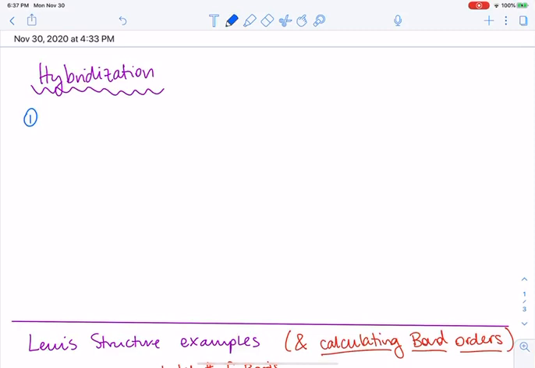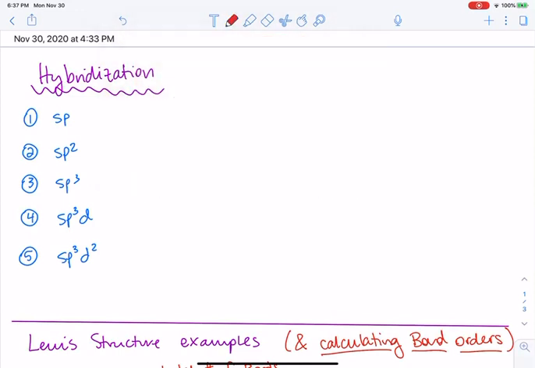So hybridization starts with sp, goes to sp2, sp3, sp3d, and sp3d2. Now, how to figure out which one is which, you have to basically count the number of electron regions and then make that equal to the sum of the exponents. So here, there is an understood 1, so that's 2 electron regions. Here is 3 electron regions. Here is 4, 5, and 6.